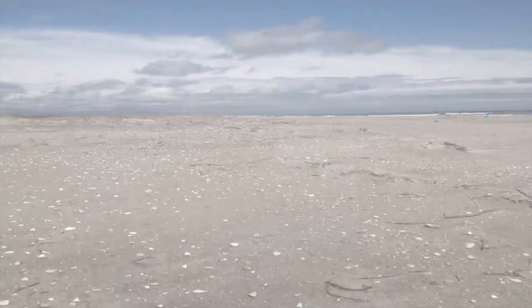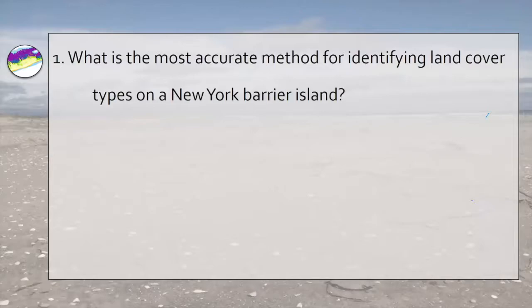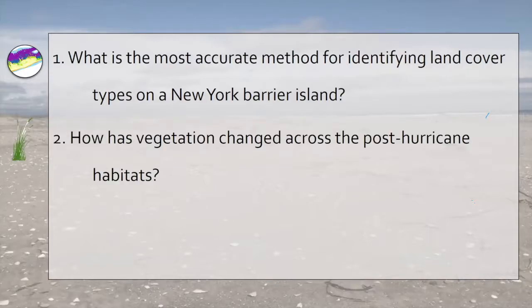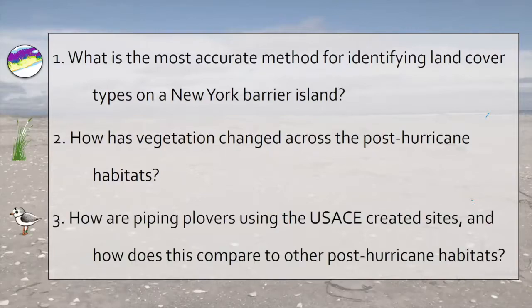So these habitat changes on Fire Island led me to develop 3 specific questions for my thesis. Firstly, given these habitat changes, we wanted to identify the most accurate method for classifying aerial imagery in order to identify these habitat changes. And as I said, this is the one I'll be speaking the least about. The second question was to look at how the vegetation had changed across these 4 post-hurricane habitats using the information that we had learned from the first chapter.